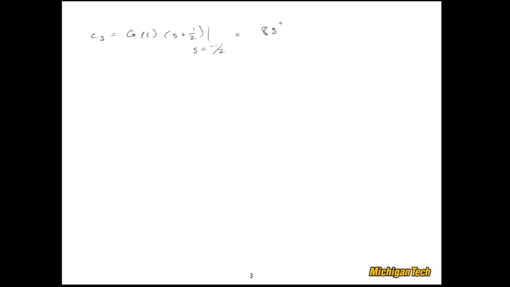And when we do that, we'll get 8s squared plus 1 over 2s squared. Let s equal negative a half, and let's see, what do we get? When we substitute that in, we'll get 8 times a fourth, or 2, so we get 2 plus 1 in the numerator, divided by 2 times a fourth, or a half. So C3 is equal to 6.